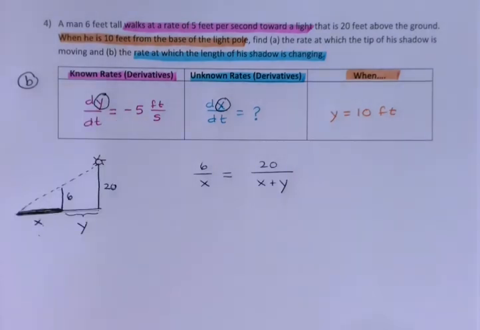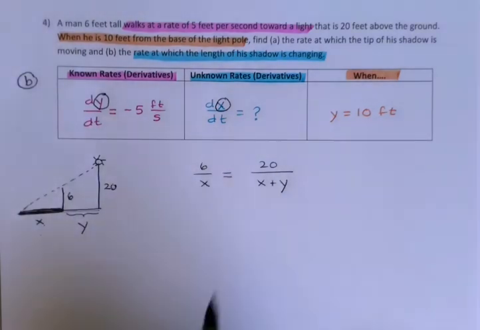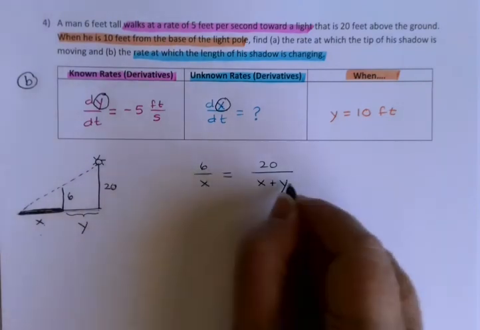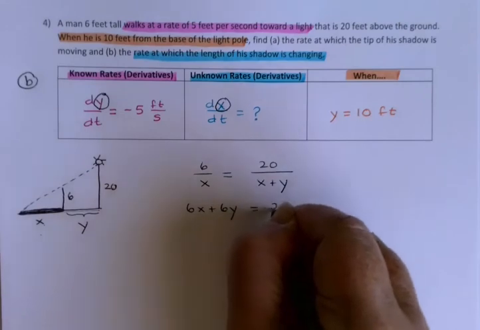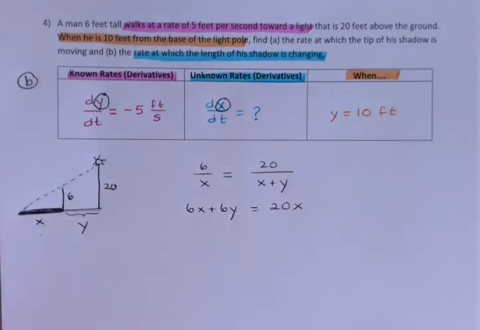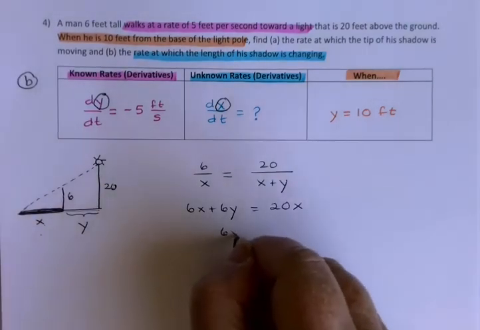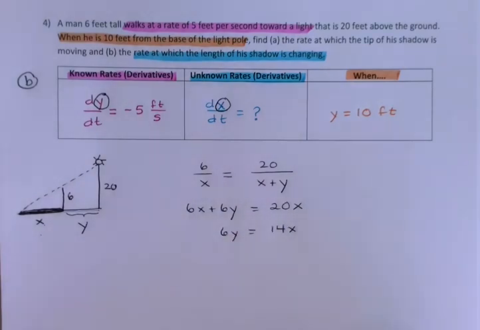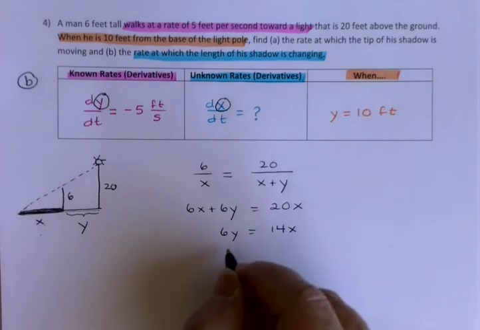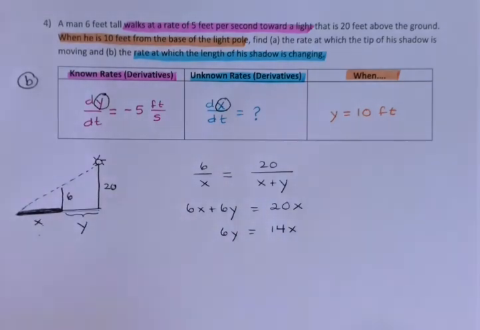Before I take the derivative, though, I'm going to do some algebra because I would rather not do all these quotient rules. So I'm going to clear the fractions by just cross-multiplying. I'd get 6x plus 6y equals 20x. So 6y equals 14x. And I could even reduce that a little bit. Well, you know what? Let's just leave it like that. It's fine. All right, let's take the derivative.